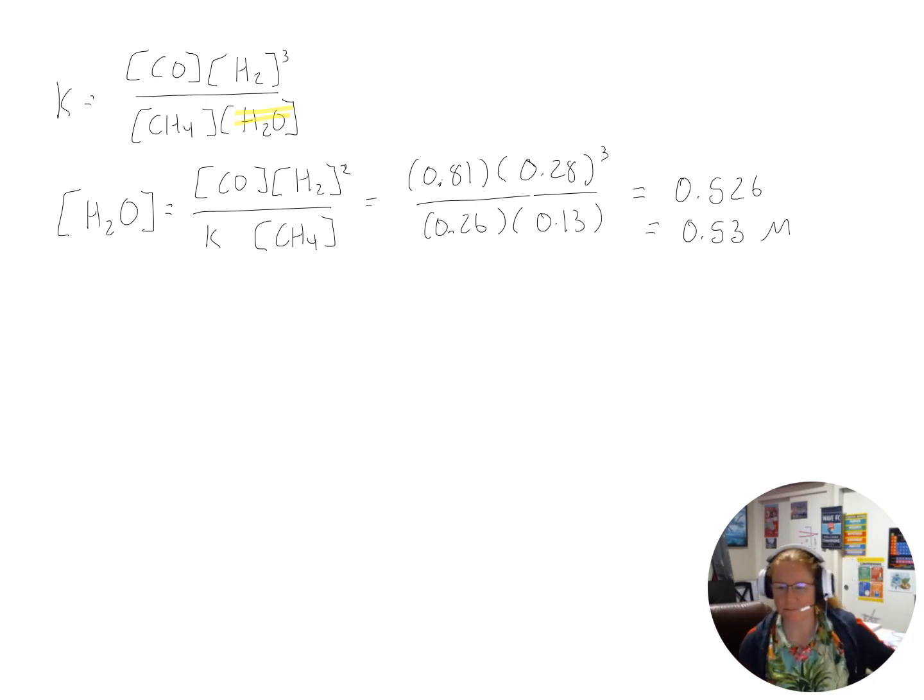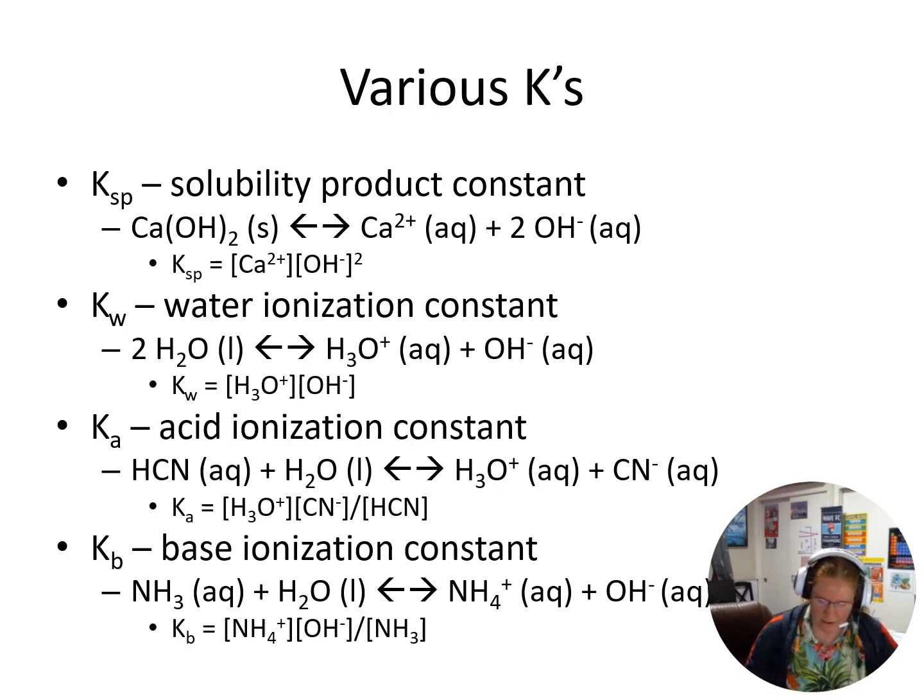Okay, so that's how we can use our equilibrium constants. Now, we do like to specify sometimes what type of equilibrium we're talking about. So sometimes you'll just simply get K. That's just an equilibrium constant. Now I have various other Ks listed here. These are all still just equilibrium constants, except some of them are very specific. So Ksp stands for the solubility product constant.